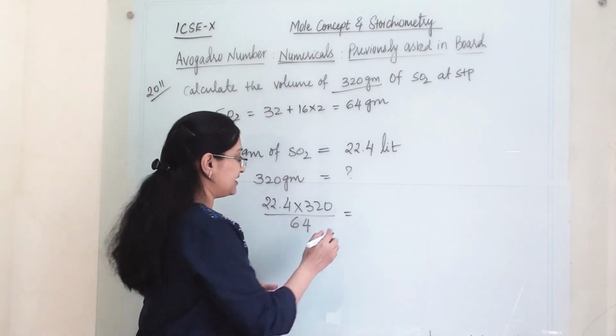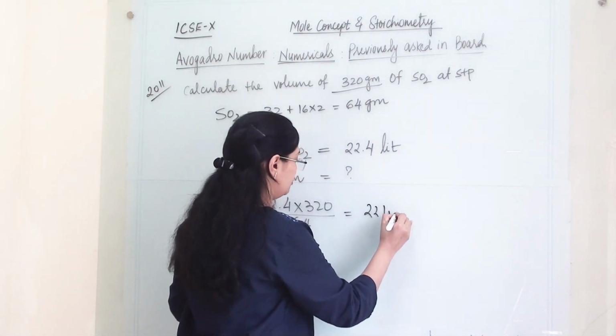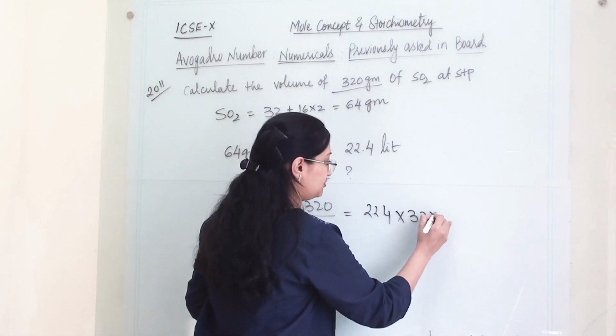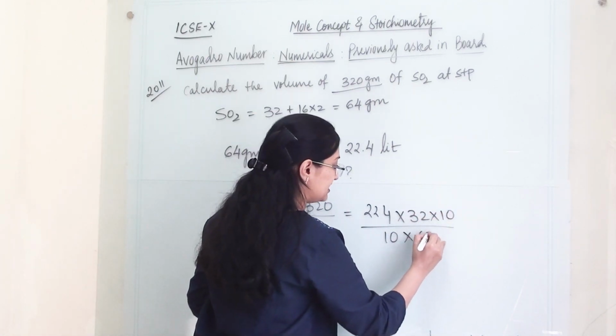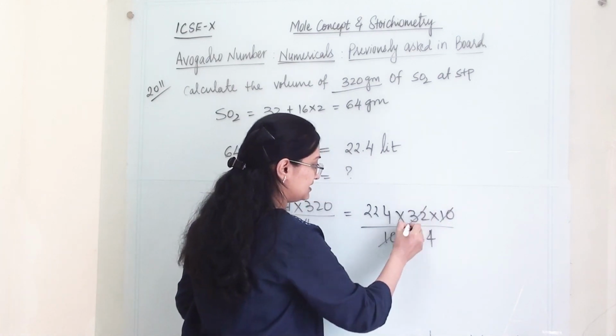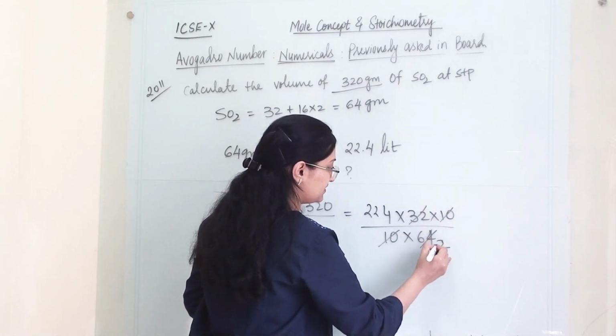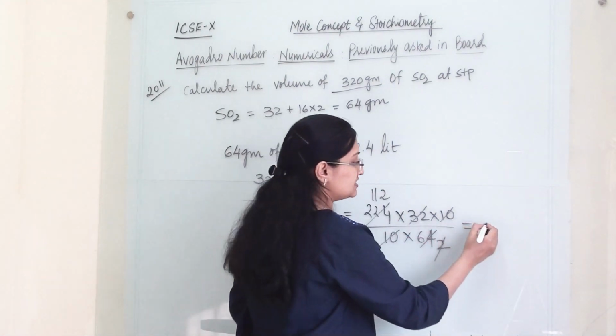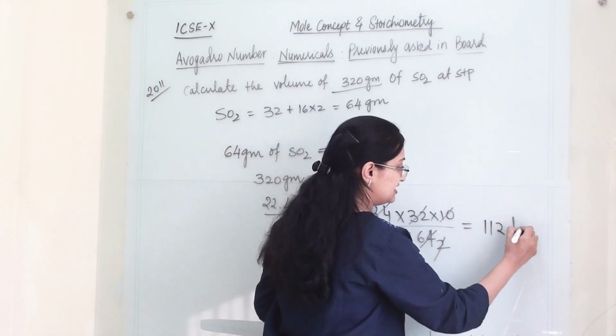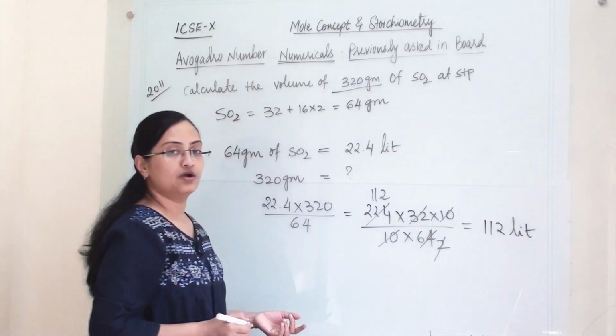So let us simplify this. 224 into 32 into 10 divided by 10 and then 64. So 10, 10, 32, 2 here, and this 2 will give us 112. Answer is 112 liter volume it will occupy.